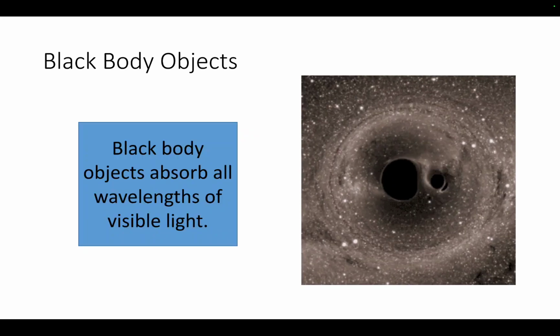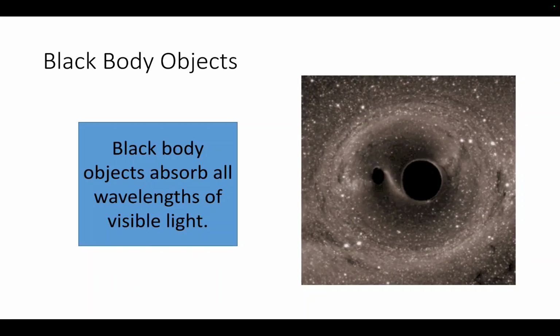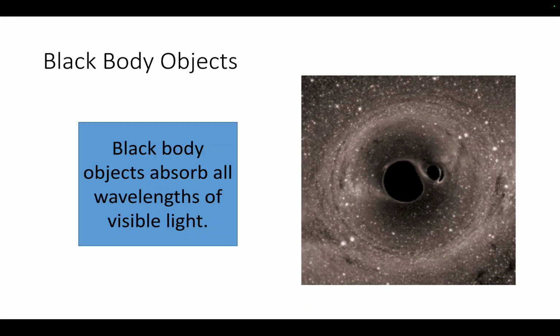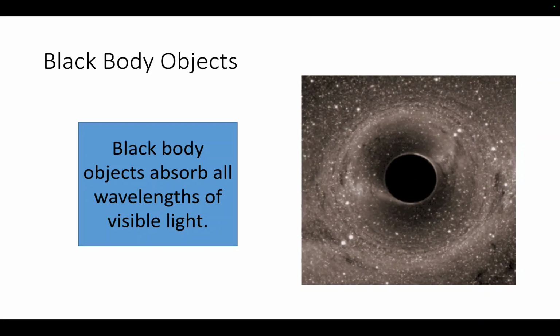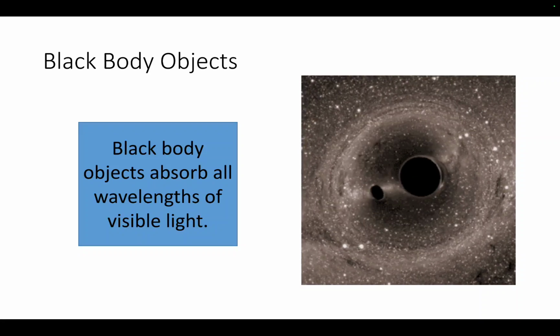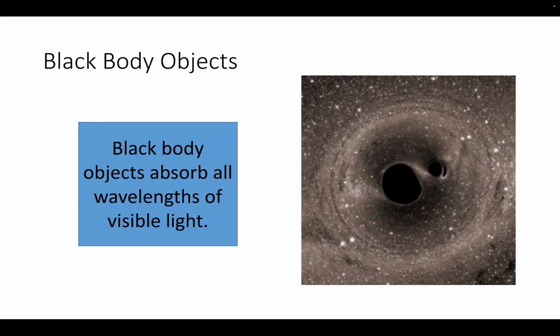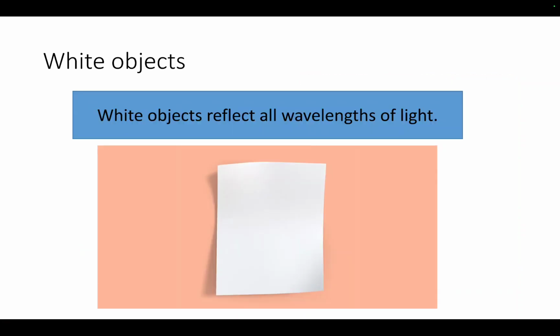So blackbody objects. Blackbody objects absorb all wavelengths of visible light. So when light is shone on them, they absorb all the wavelengths of light, so they don't reflect anything off, therefore they will appear black. And white objects reflect all wavelengths of light. So every little piece of the white light that shines on it, all the individual wavelengths will be reflected, so you'll still see white.